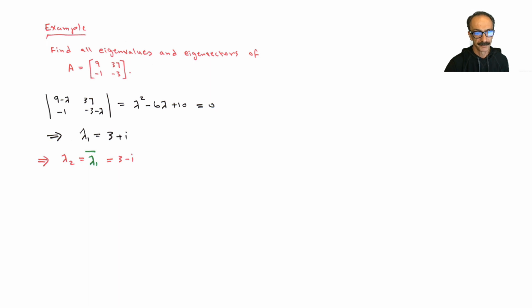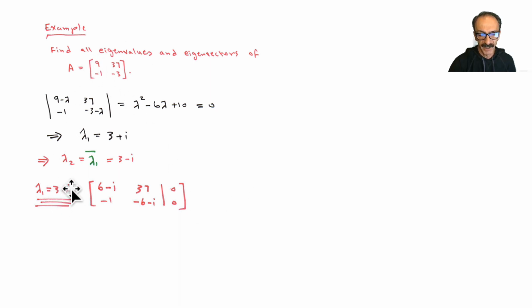Okay, now let's take lambda 1 and work with it, and we'll come back to lambda 2. Lambda 1 equals 3 plus i. Taking 3 plus i up here as the system A minus lambda I, this will be 9 minus (3 plus i), which is 9 minus 3 minus i. You do the same thing here and you leave this diagonal without any change. So one more time, let's double check.